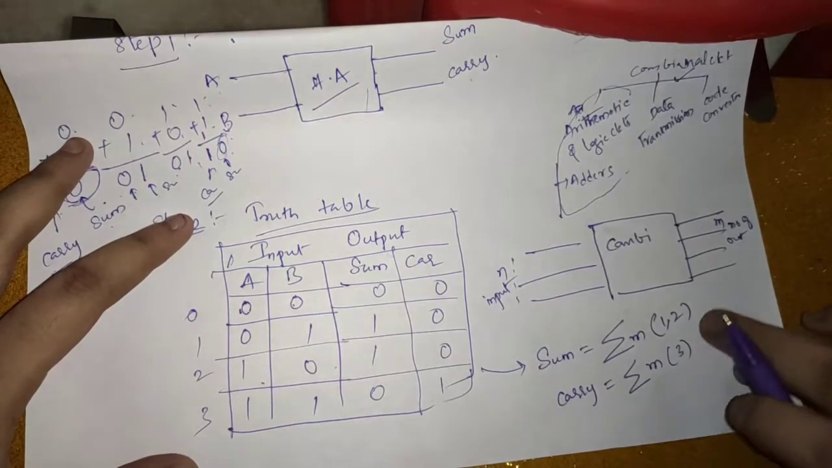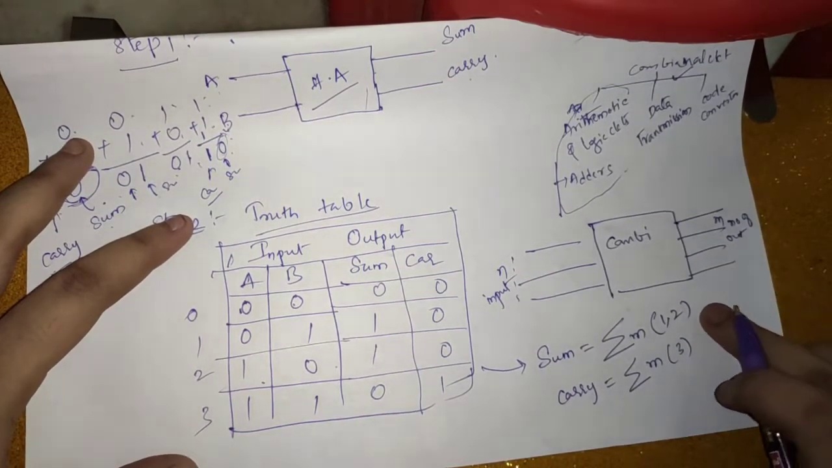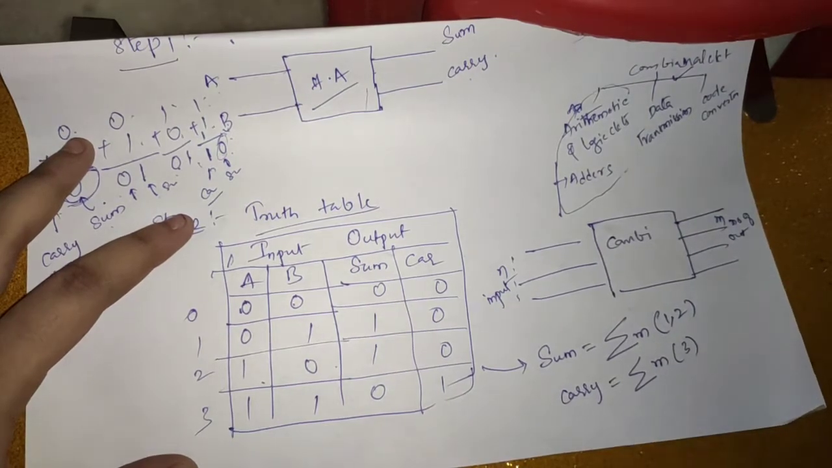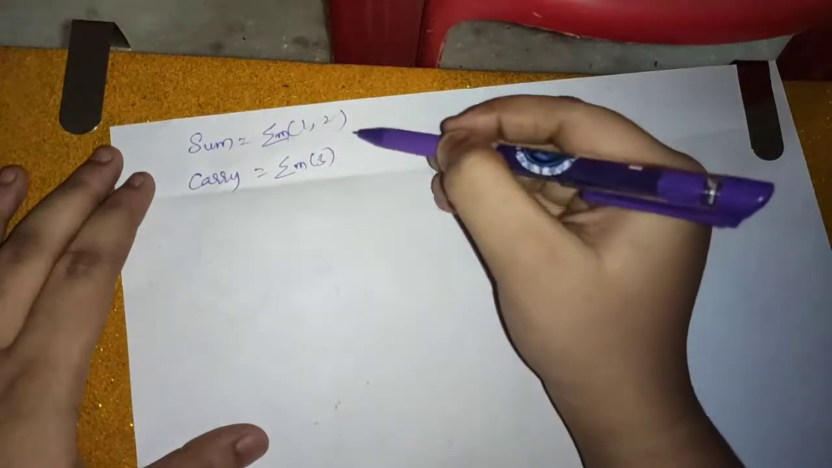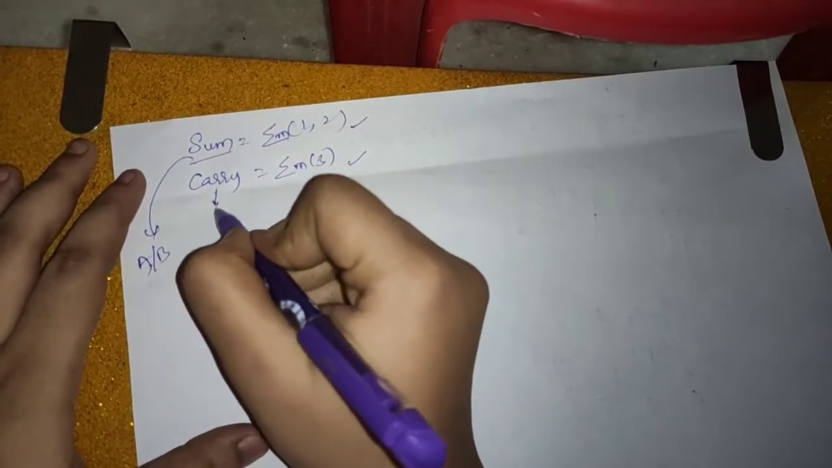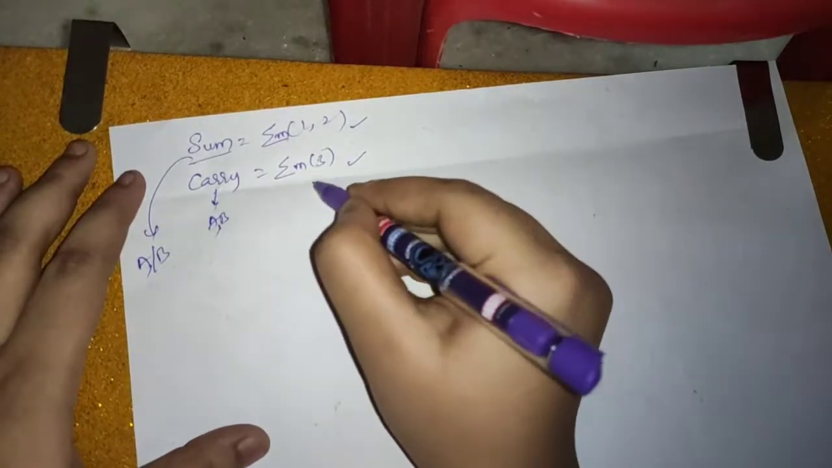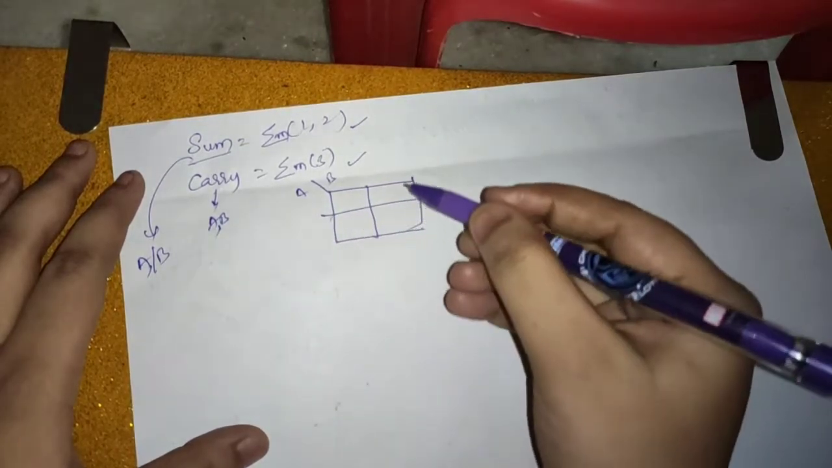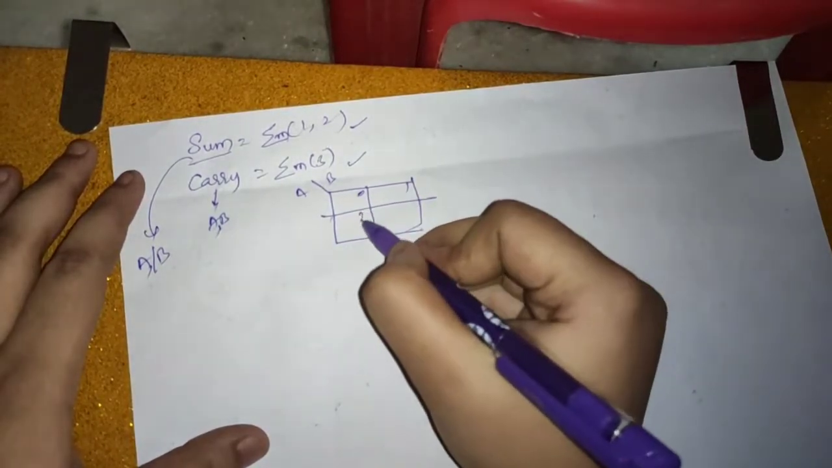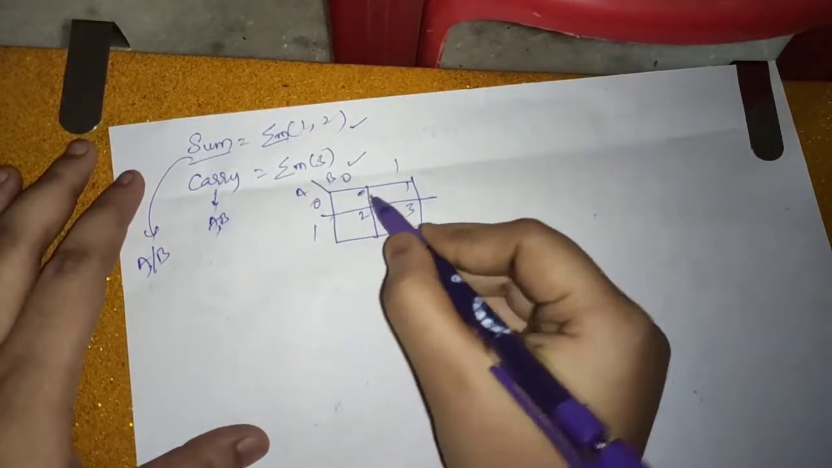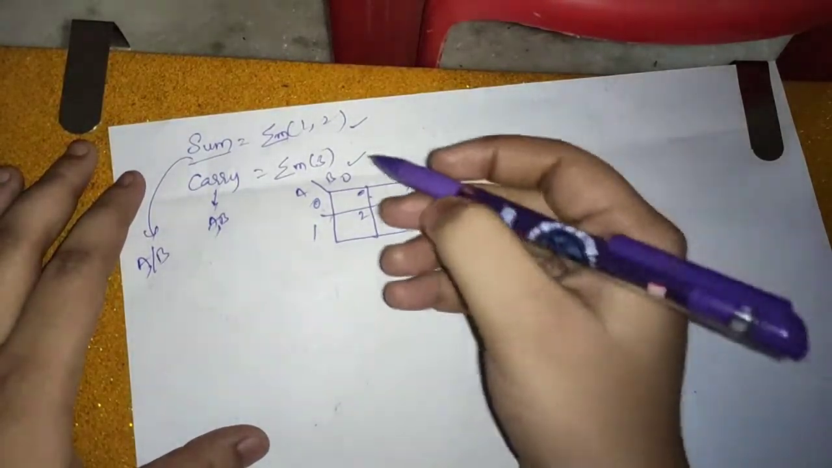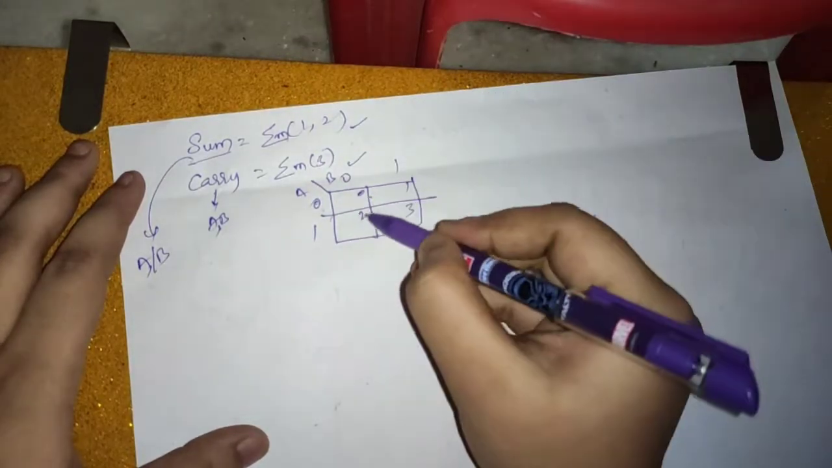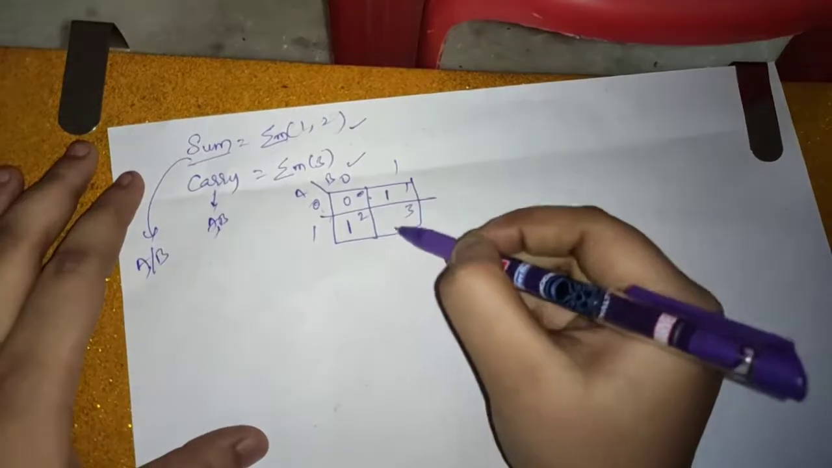So we should get the expression for sum and carry by using the K-maps that we will do now. So sum is this and carry is this. The variables of sum are nothing but A, B, and the variables of carry are also A, B. So if we construct the K-map for A, B, we will have 4 cells: 0 1 2 3. So sum is nothing but numbers 1 and 2, remaining is 0.